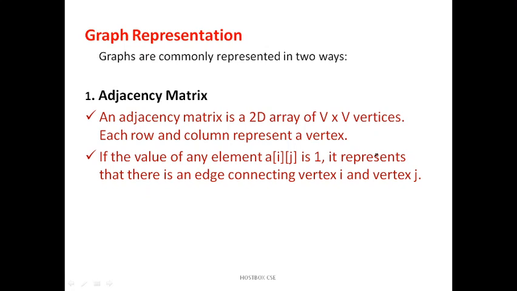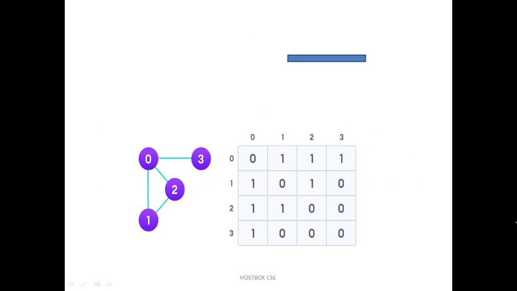It's a 2D array of V into V, V vertices, and each row and column represents a vertex. And if the value of the element A of i into j is 1, then it represents there is an edge connecting vertex i and vertex j. So we will see the example, we understand. Let's say a very small graph I have just now told you. So 0, 1, 2, 3.